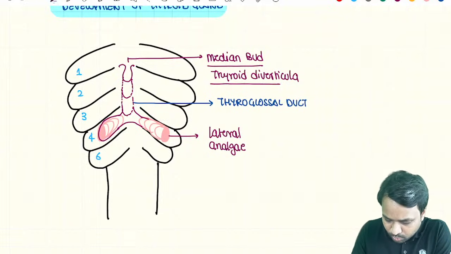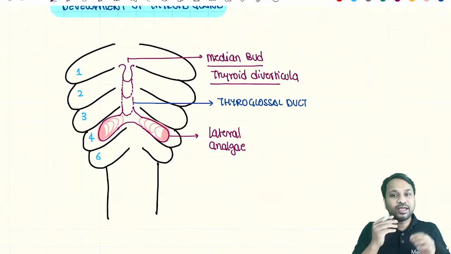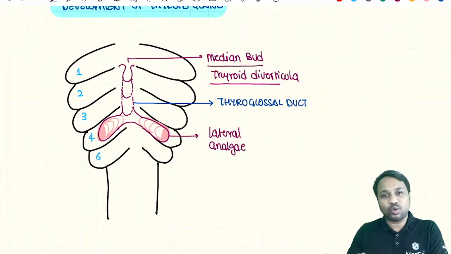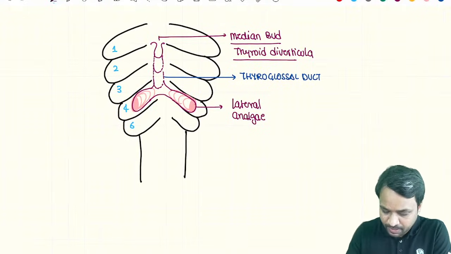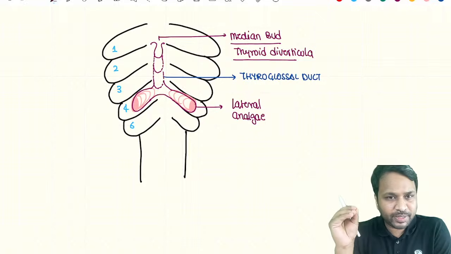So the thyroglossal duct will fuse with the lateral anlagen, and when the fusion occurs, it gives rise to the butterfly-shaped gland that we've been waiting for. Okay, so in a simple context, I'll repeat again.